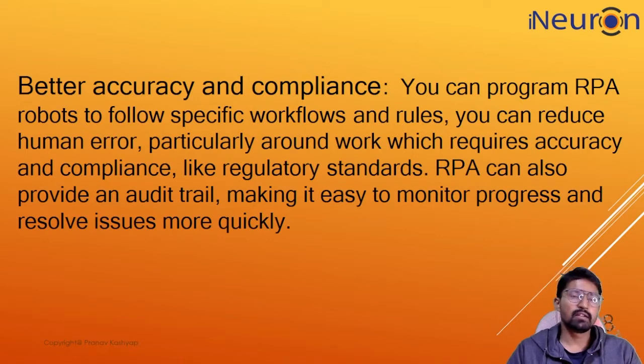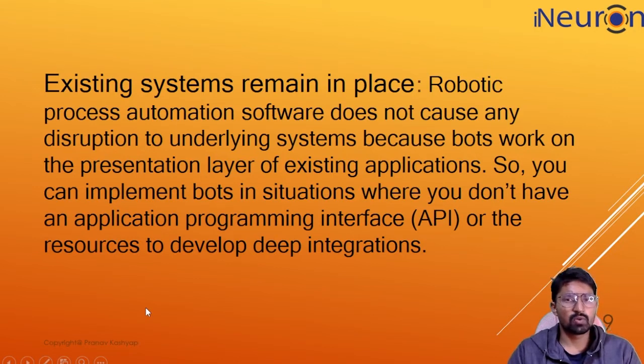Apart from this, it helps us with compliance with policies. We human beings have a tendency to click on something which is not ethical. These things are not done by bots, which helps the organization follow better accuracy and compliance policy if they are shifting to bots. The last point that is very important to highlight here is that existing systems remain in place. Robotic process automation software does not cause any disruption to underlying systems because bots work on the presentation layer of existing applications.